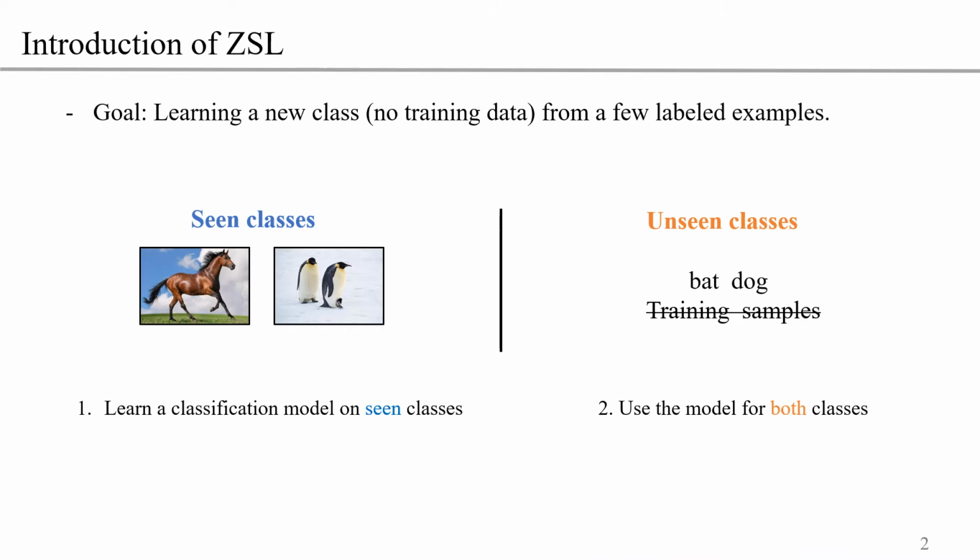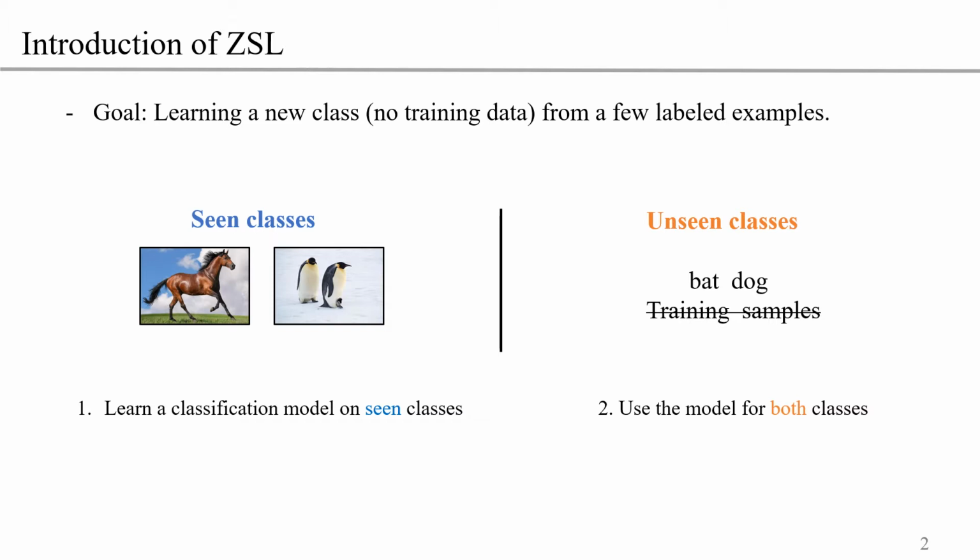The goal of zero-shot learning is to learn a classification model for new classes by using a few labeled classes. As shown in this figure, the images are divided into seen classes such as horses and penguins for training, and unseen classes such as bats and dogs for evaluation. So, we should learn a classification model on seen classes and use the model for unseen classes.